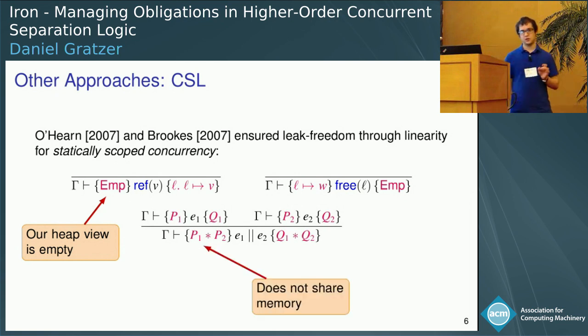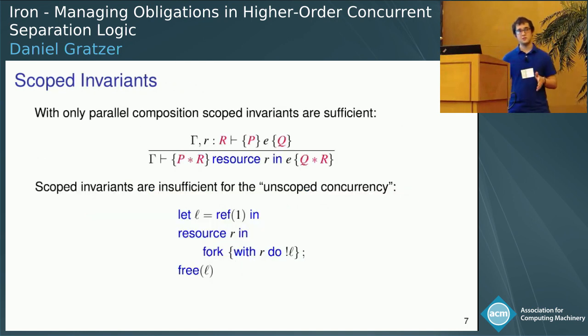The issue is actually in the rule that I don't have here. Because this rule for par on its own is not going to be sufficient. It doesn't allow us to share memory. In order to do that, we need invariants, which allow us to determine protocols around shared pieces of memory. In CSL, we have a particular notion of invariant, which I'm calling scoped invariants.